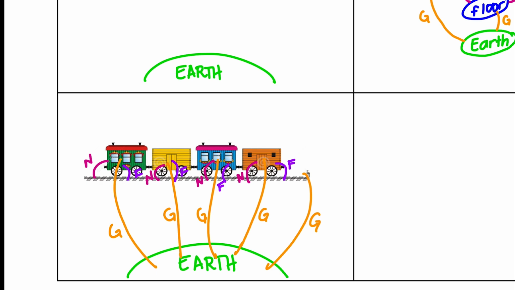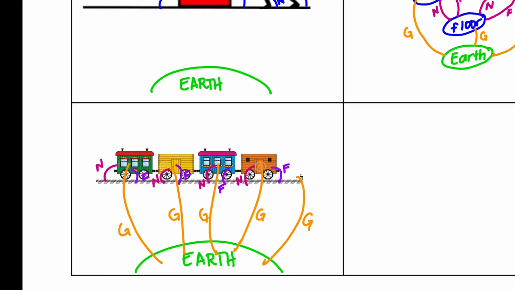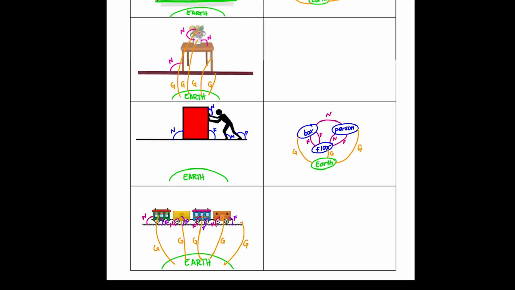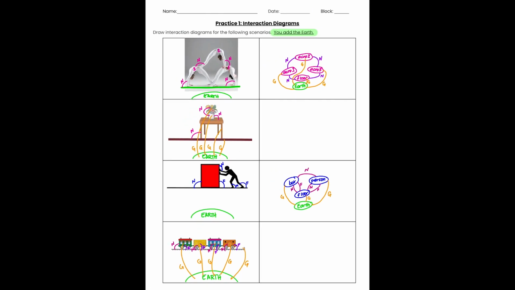Okay, and what I want you to focus on here is that you really want to make sure that the endpoints are between the two objects in question, right? So we've got the train car and the earth that's interacting, and so the endpoints of each line are well within the objects. Okay, and so that is the first page.